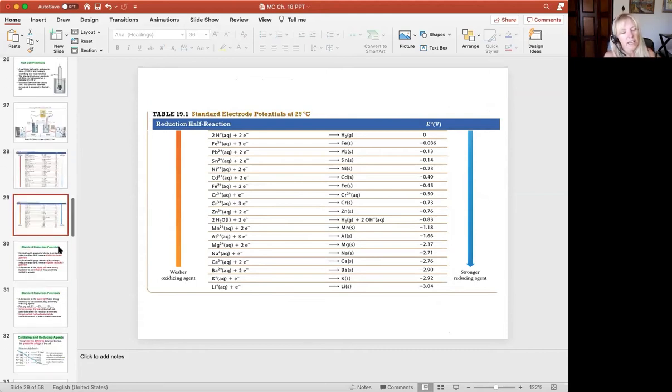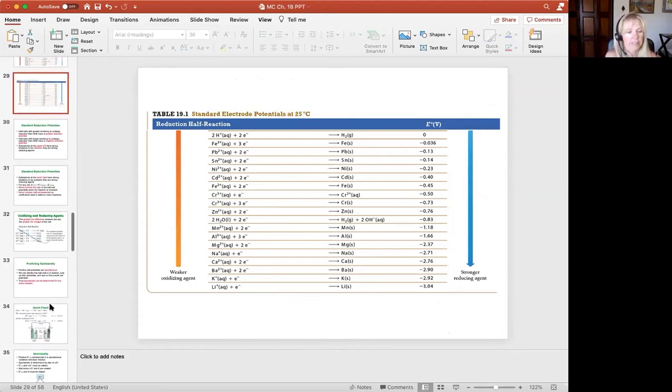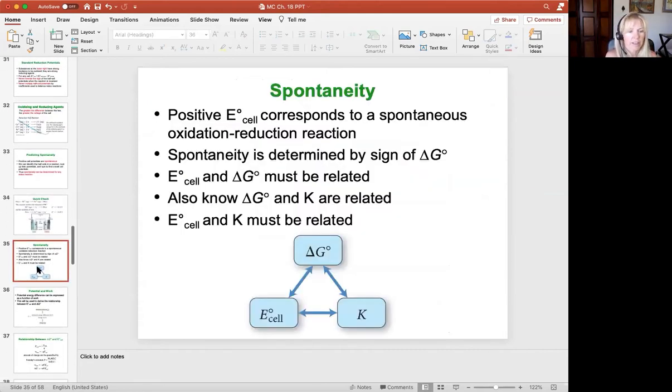All right, so let's tie all this in together. Let's tie this in together with delta G and K. And K in this case is our equilibrium constant. And we have this way to relate these three together because this tells you about spontaneity. This tells you about the extent of a chemical reaction, and we can relate these two together.